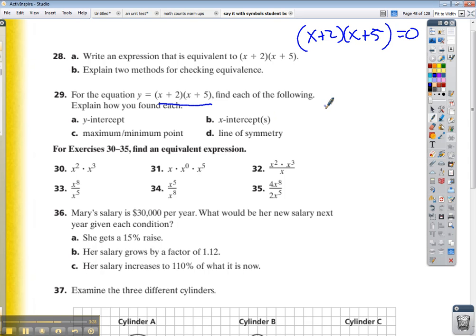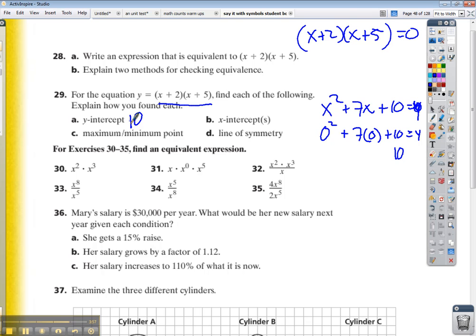Our expanded form equation, we're going to set that equal to 0, and this will give us the y-intercept. So the y-intercept is when x is equal to 0. So if x is equal to 0, we'd have 0 squared plus 7 times 0 plus 10. So therefore, I'm going to keep this as y. Therefore, y would be equal to 10. So my y-intercept is 10.